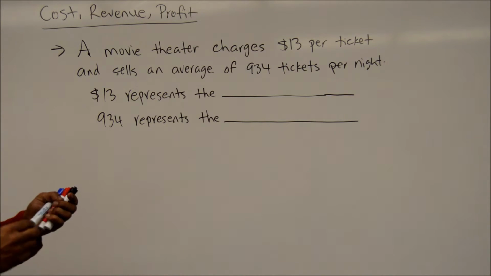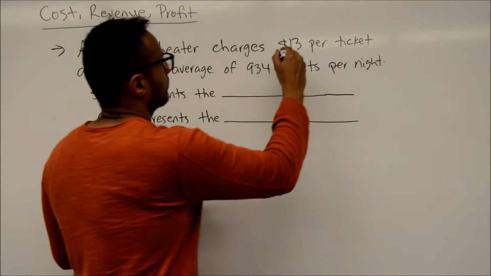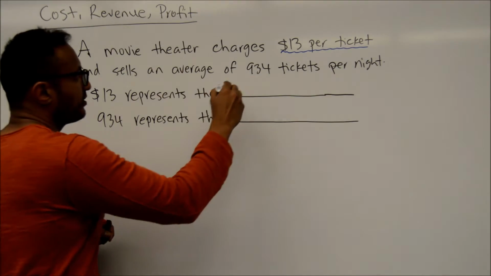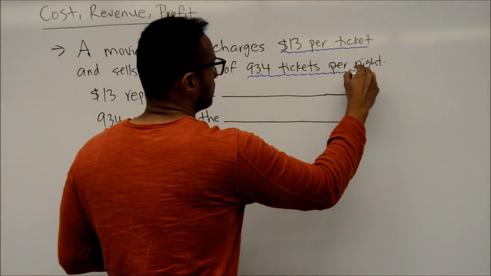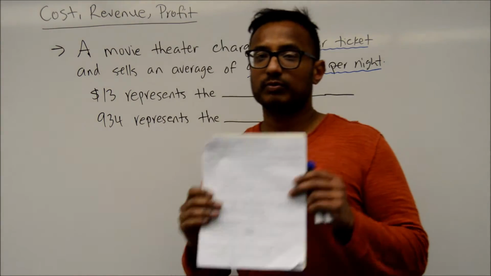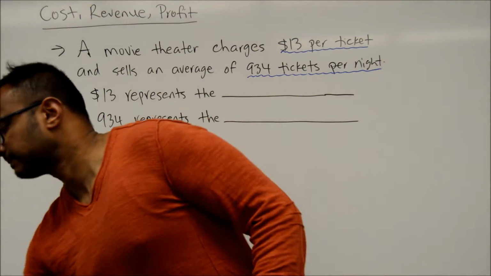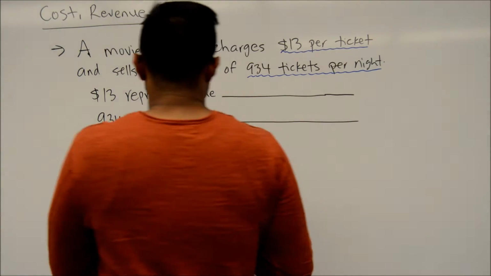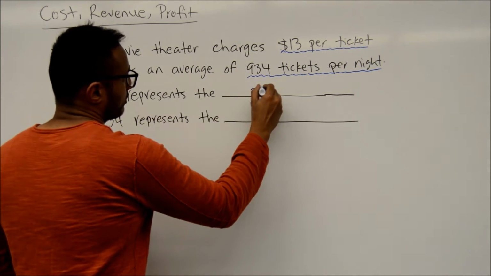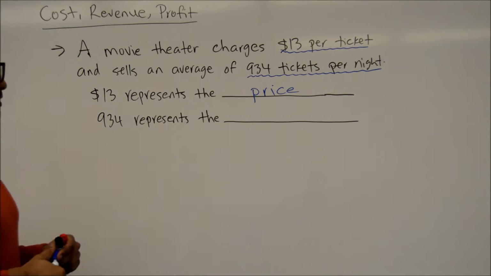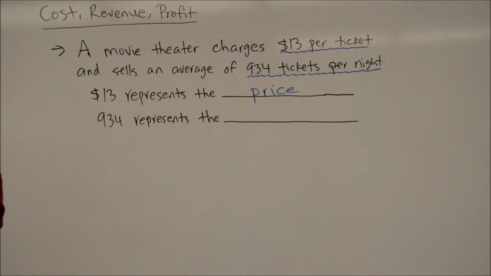So a movie theater charges $13 per ticket and sells an average of 934 tickets per night. Now, as you're doing this, make sure you follow along with your media notes and fill them in, please. Now, $13 represents the price of the ticket. You go to the movies, you buy a ticket, it's $13. So $13 represents the price.